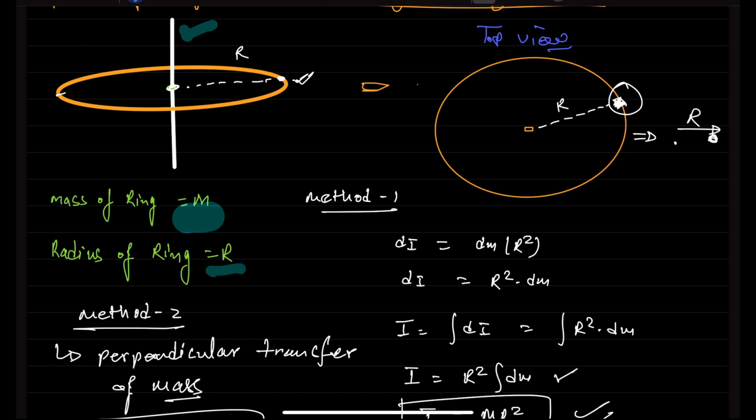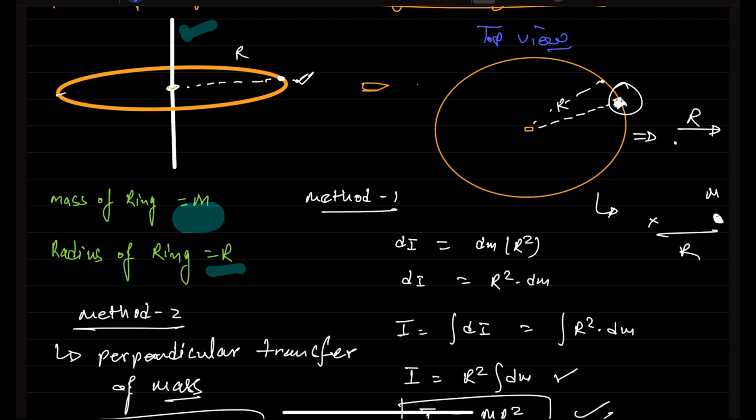So what I am doing is taking this dm and placing it here. You need to understand from this diagram: this is the dm, and this is the axis of rotation. This is the dm I have placed here. Again I am transferring another dm, because again the perpendicular distance is R itself. This is how I am collecting all of the masses at one place. The total mass will become equal to the total mass of this ring, and the perpendicular distance will be R.